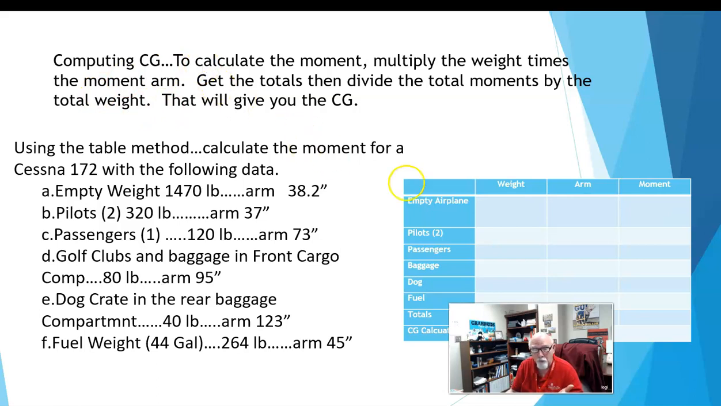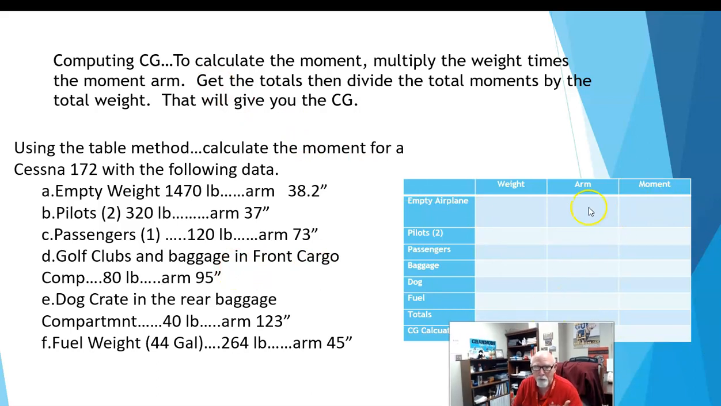You'll have a quiz on this as well. This is the type of table that you use to do your weight and balance. And it's all about your moment will always be the weight of the force and then the distance. Okay, so it's going to be in inch pounds. All right, inch pounds.